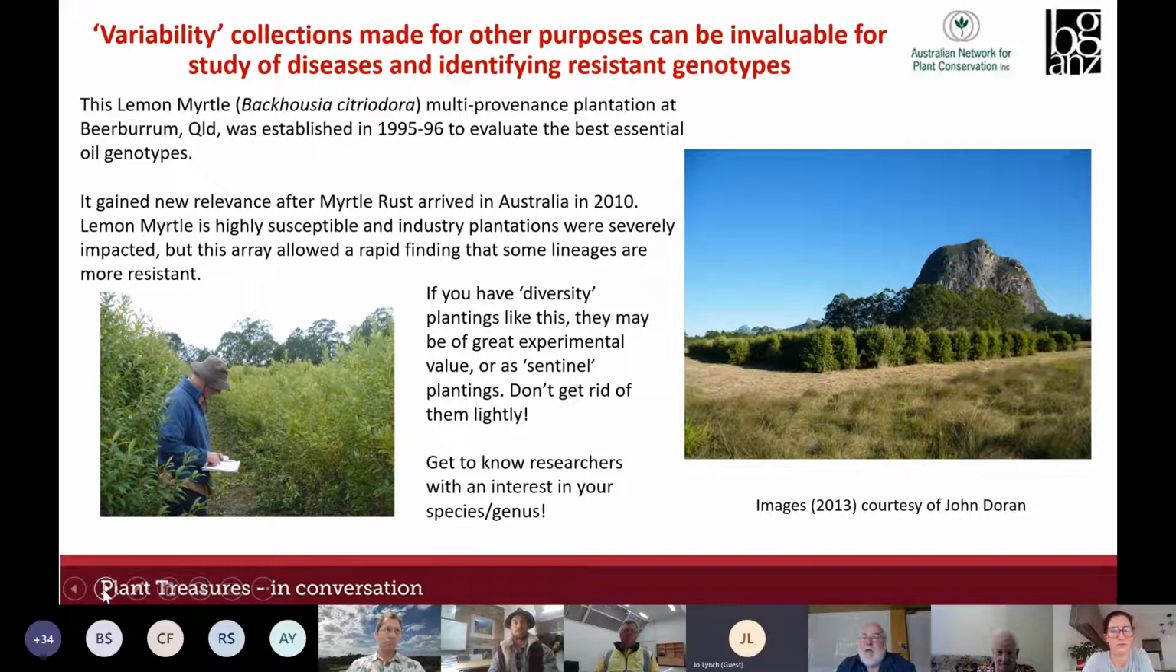But when myrtle rust arrived, that hit the lemon myrtle industry quite hard. And fortuitously, this plantation had survived, and most of the documentation associated with it had survived by a small miracle. And it acquired a whole new relevance as a chance to assess different genotypes against the myrtle rust pathogen. And some indeed proved to be more resistant than others, and it's going to be a factor in the recovery of that species down the track. It's worthwhile, if you have a collection like this, getting to know researchers with an interest in that species or genus, or with the diseases that affect it, and network with them and just let them know that you have it, because they may be able to devise a project that helps you sustain it financially, who knows. Next slide, please.